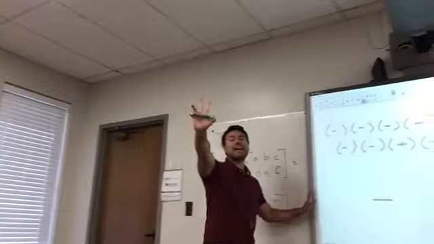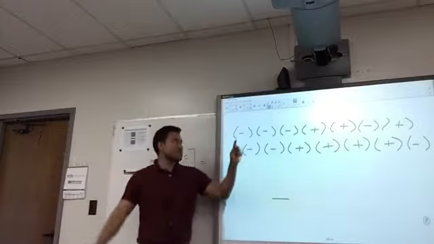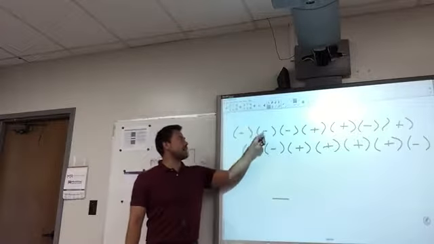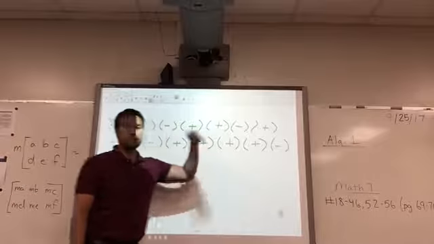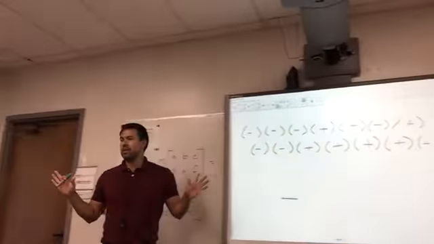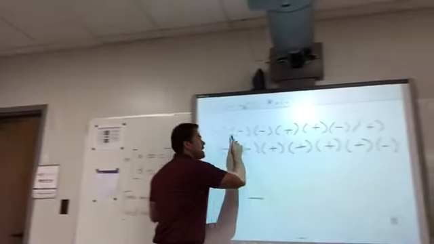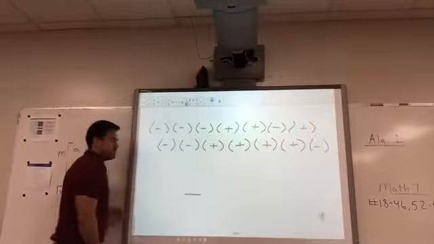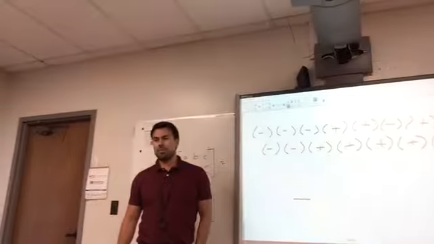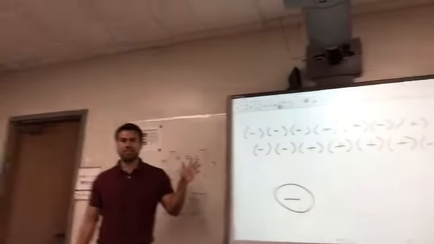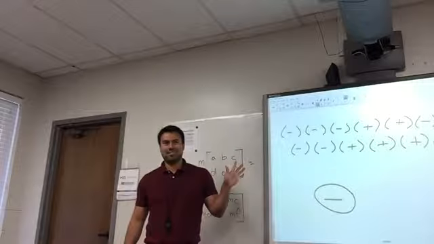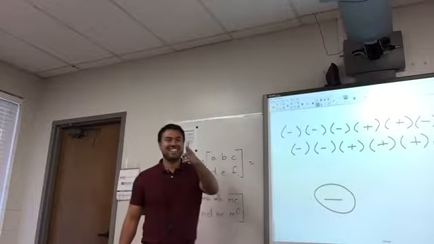Okay, ready? Here's how you work it out. Some of you are doing negative times negative is a positive, times negative, negative. Here's how you do it. How many negative factors are there here? Is that an odd or even number? It has to be negative. Margo figured it out.